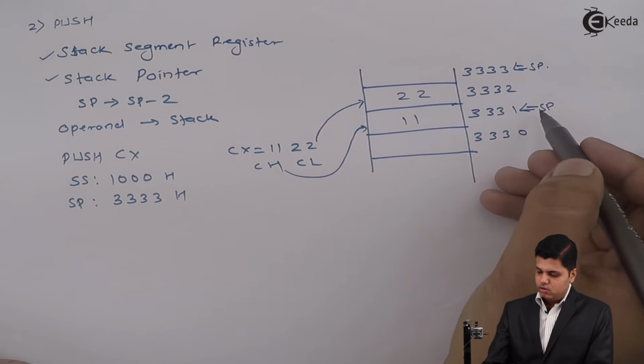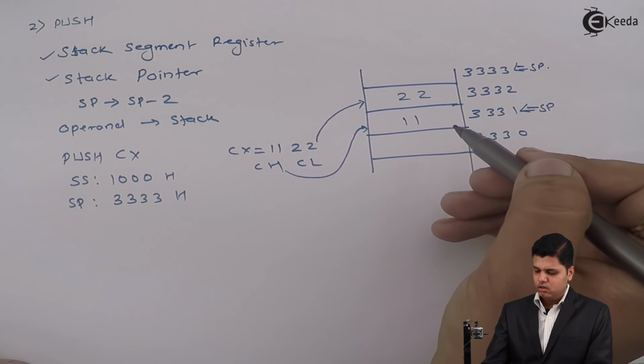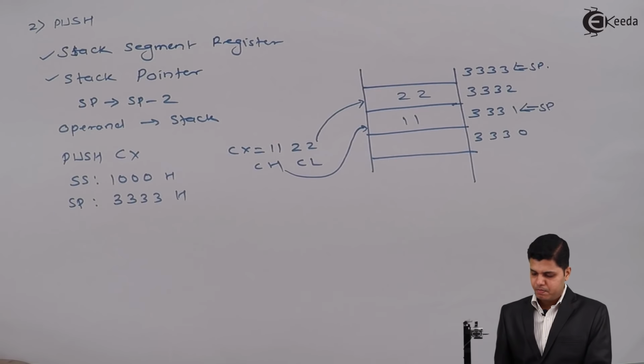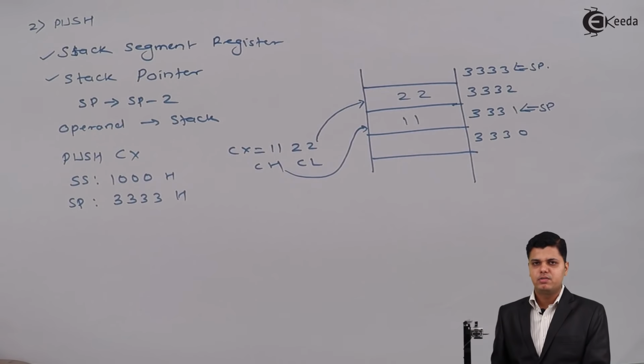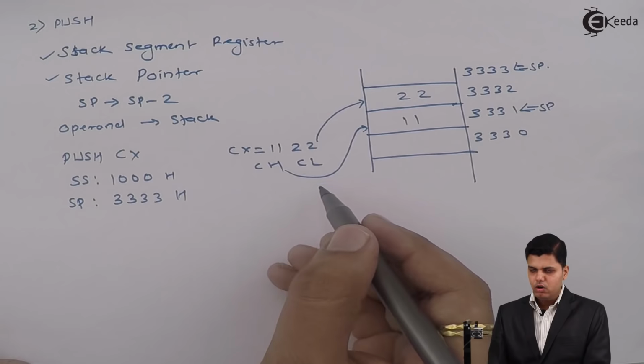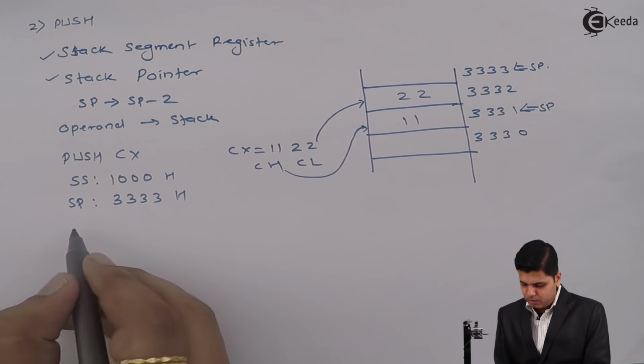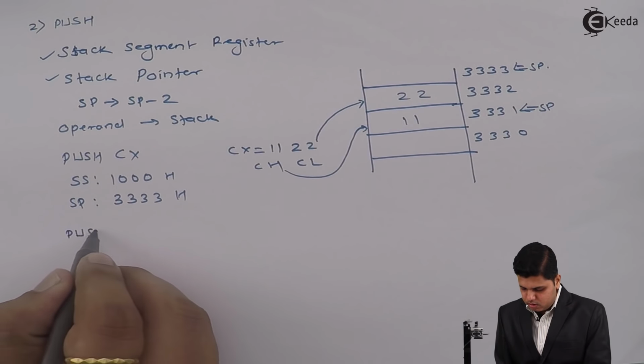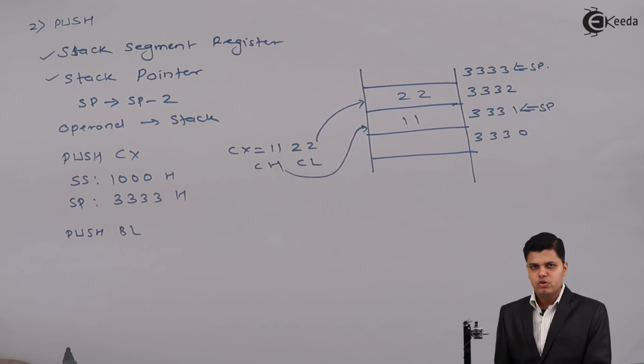So now the stack pointer always carries the current top of the stack. So now the stack pointer is changed to 3331. Now if the next operation is performed after this, the stack pointer again will be decremented by 2 and the contents will be copied. So now for example we will take another instruction, push BL.